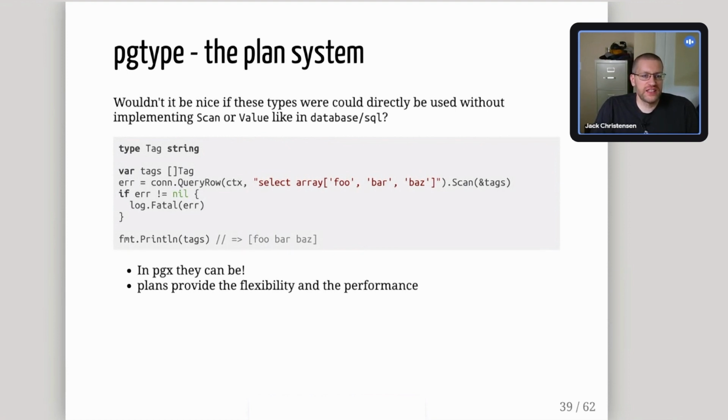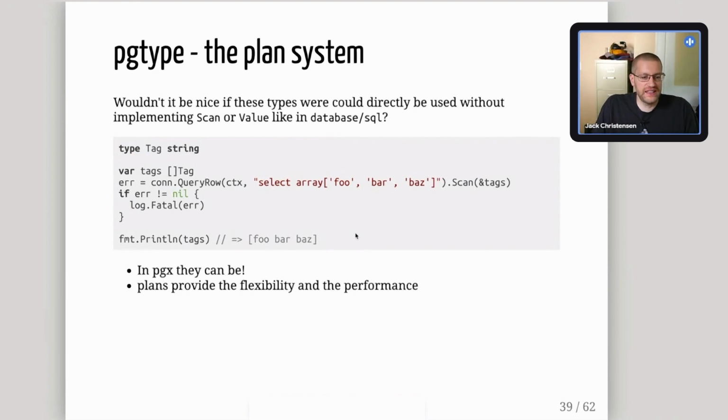I mentioned plans before. So a plan system is really important for things like this. Wouldn't it be nice if we had a type, for example, a tag that's a special type of string, and we didn't have to implement scan, value, whatever type, stuff like that, if it would just work? And especially then, we have our custom type of tag. How about a slice of tags? Can I just scan that from an array of strings? And in PGX, you can.